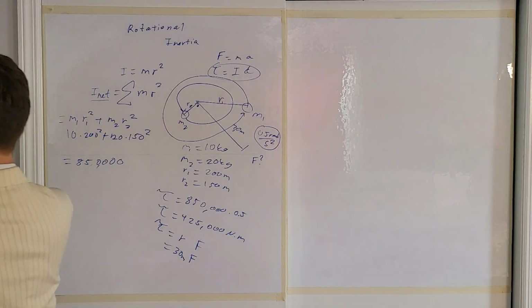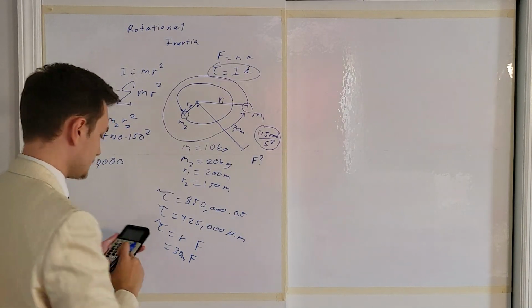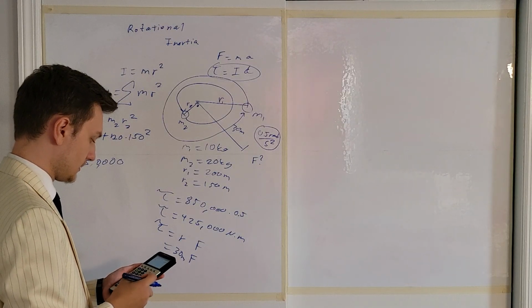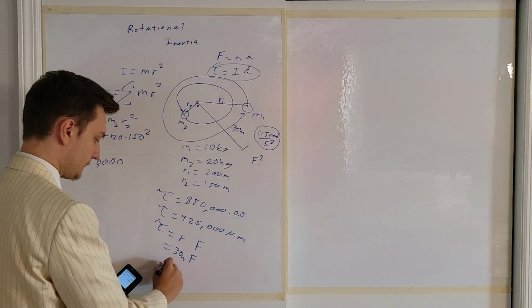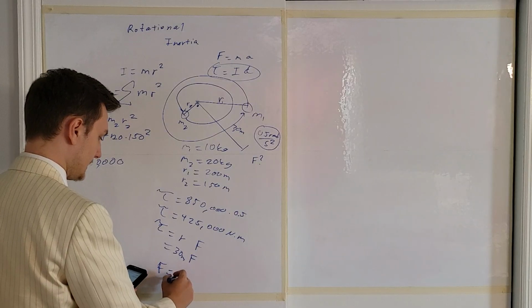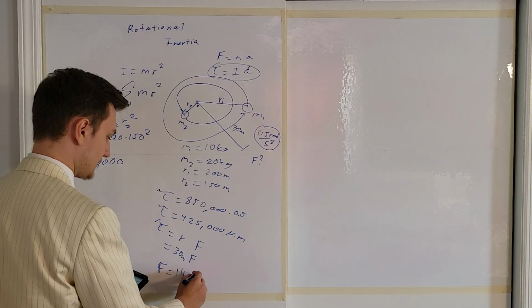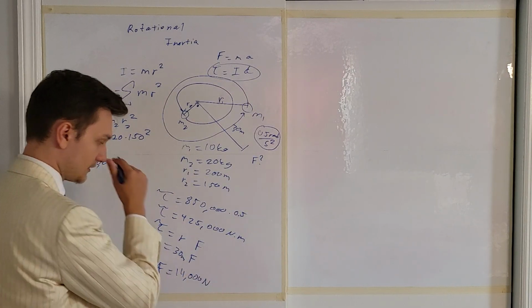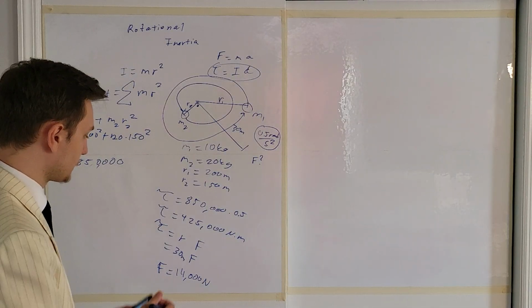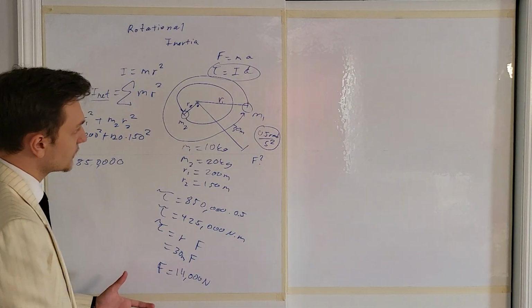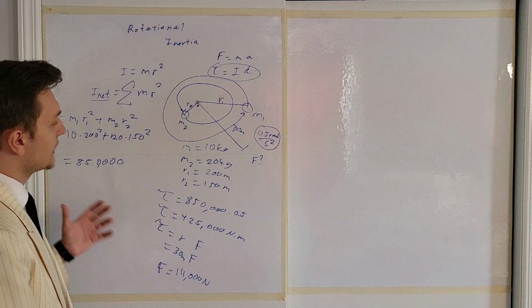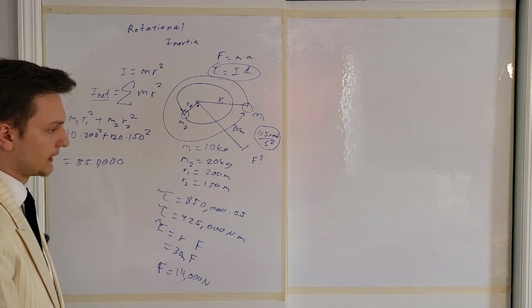So I'm going to take 425,000 and I'm going to divide it by 30 meters, which means the force that he needs to apply is about 14,000 newtons. Okay? That is a lot of force, 14 kilonewtons. And that's how you would learn how to solve a rotational inertia problem like this.